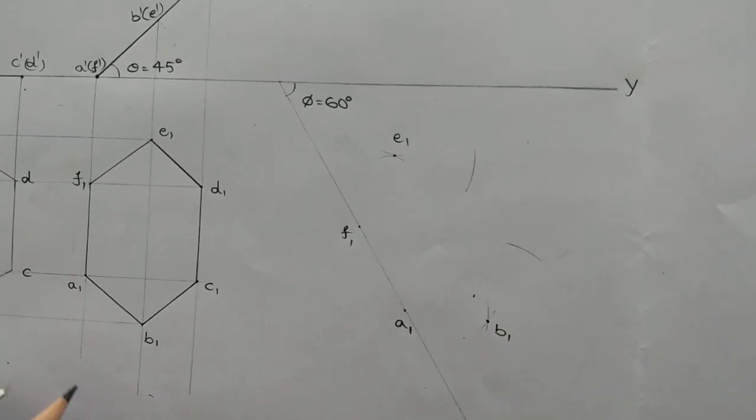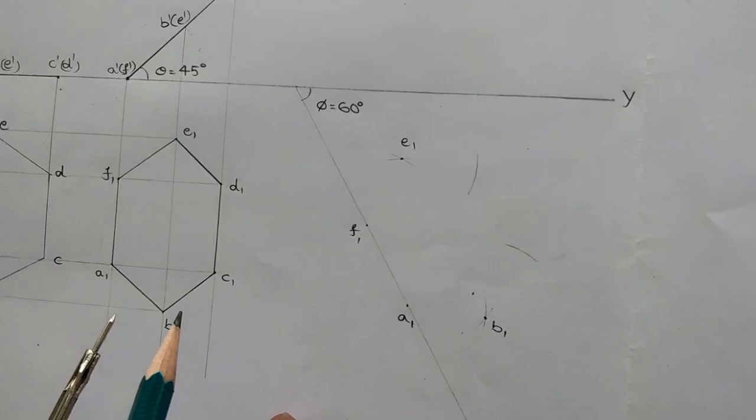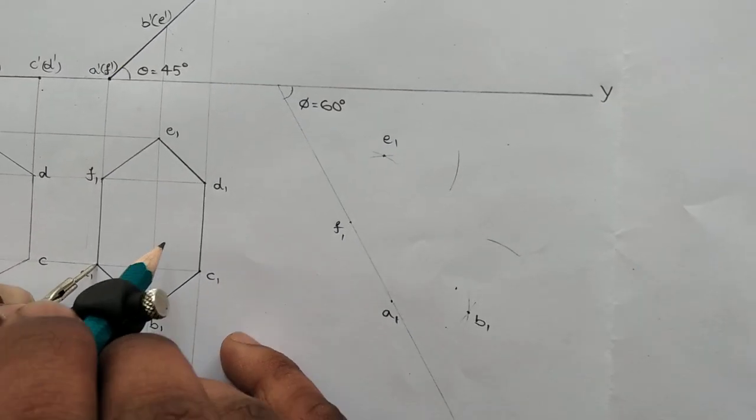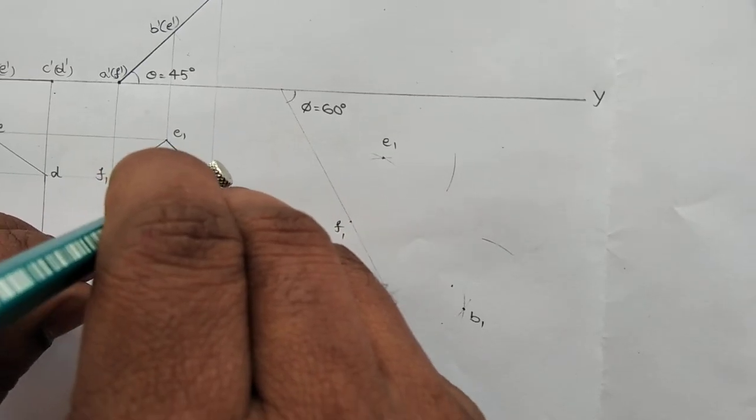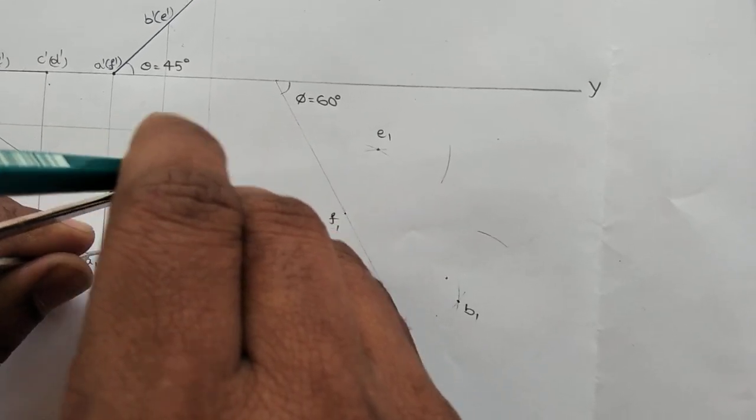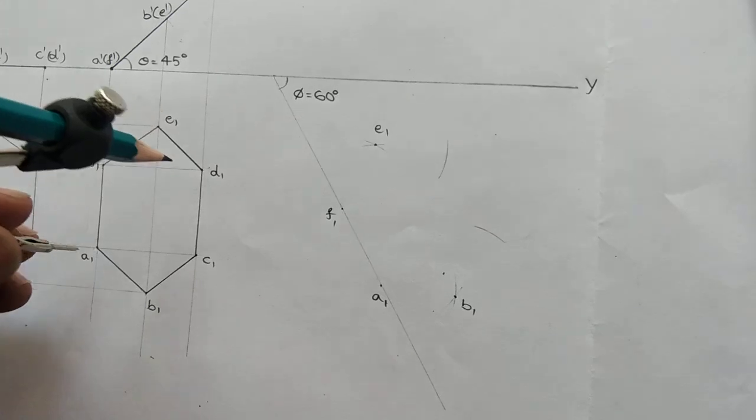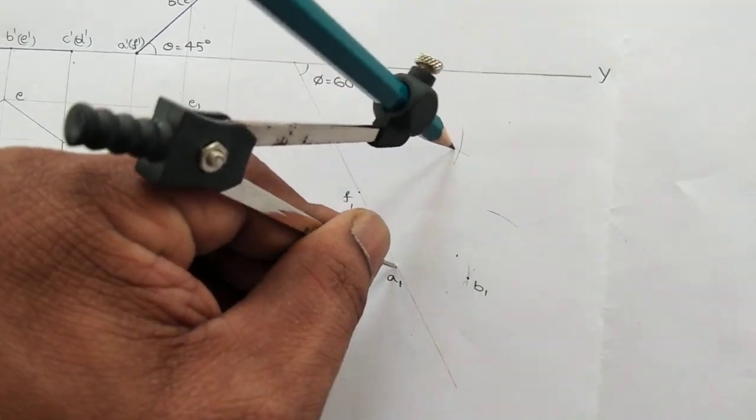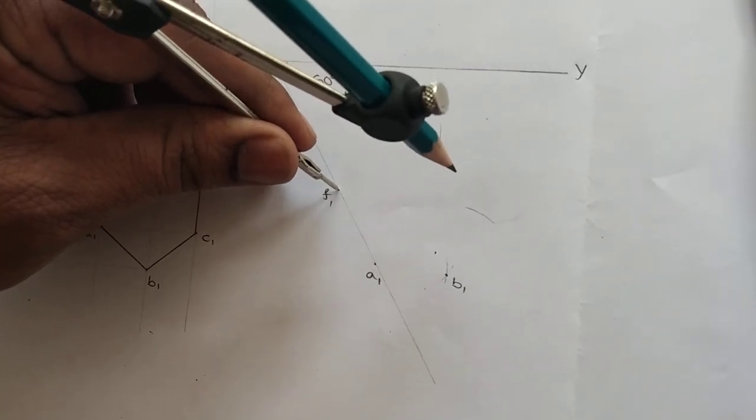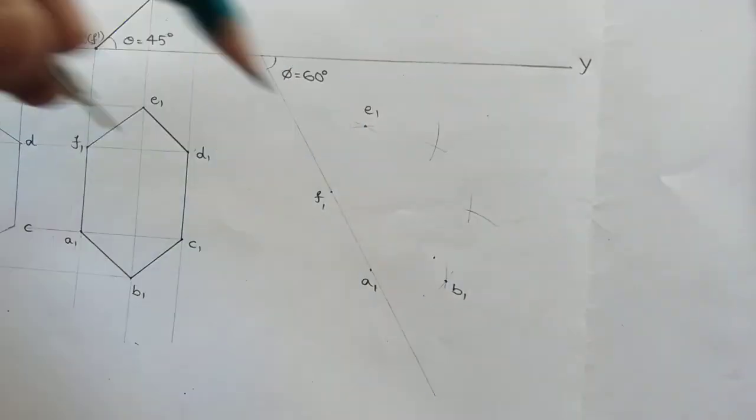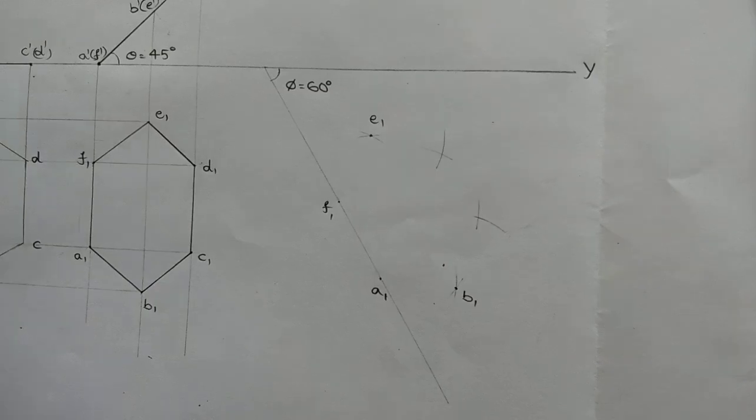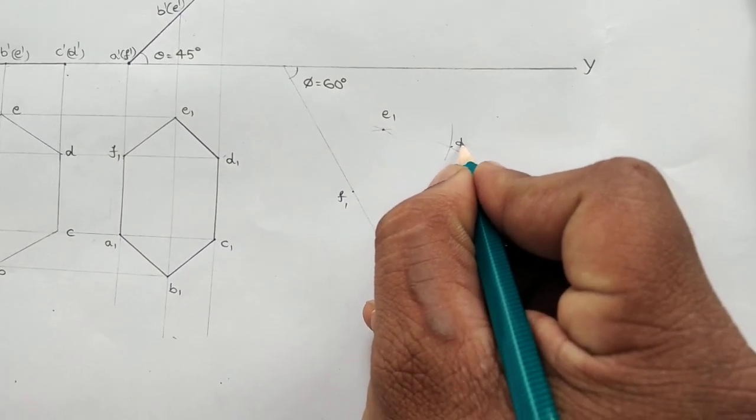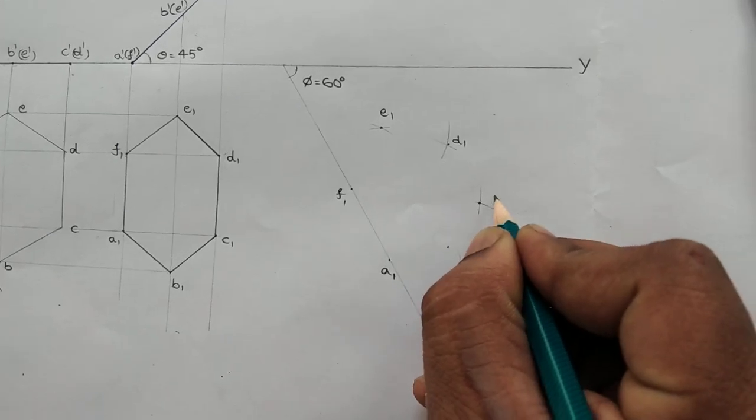And in the next step we can take A to D as radius, or F to C as radius. So we can take this particular point as center and cut the previous arc. Similarly, with F as center, cut the previous arc. In this way we can mark these two remaining points also. This is D1 and this particular point is C1.